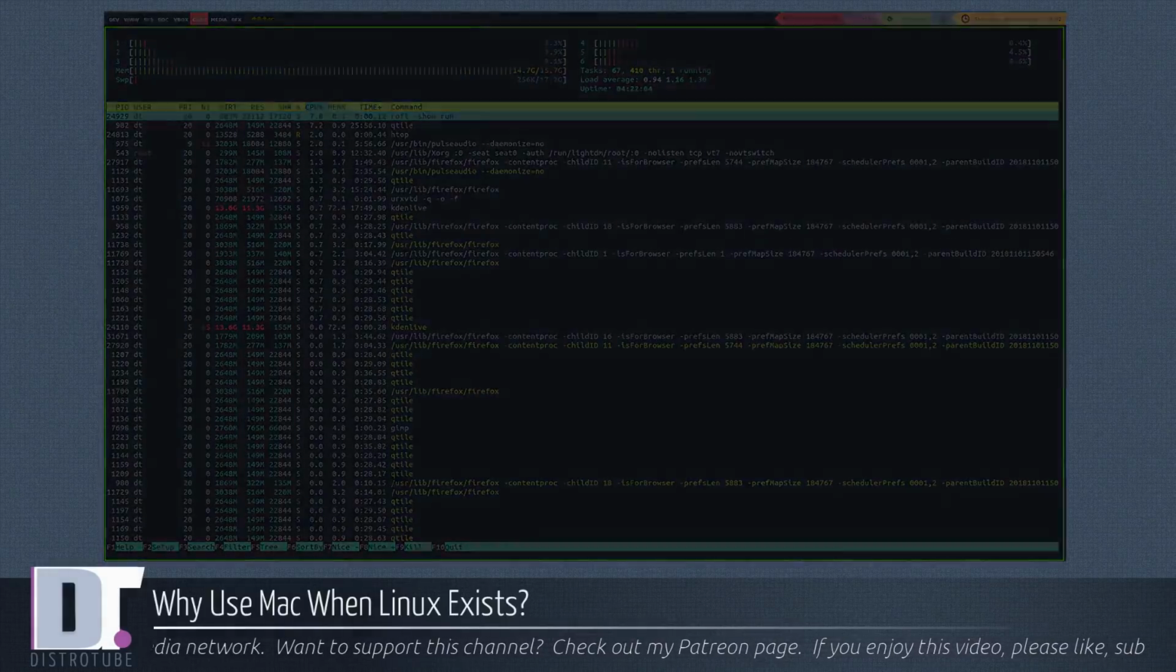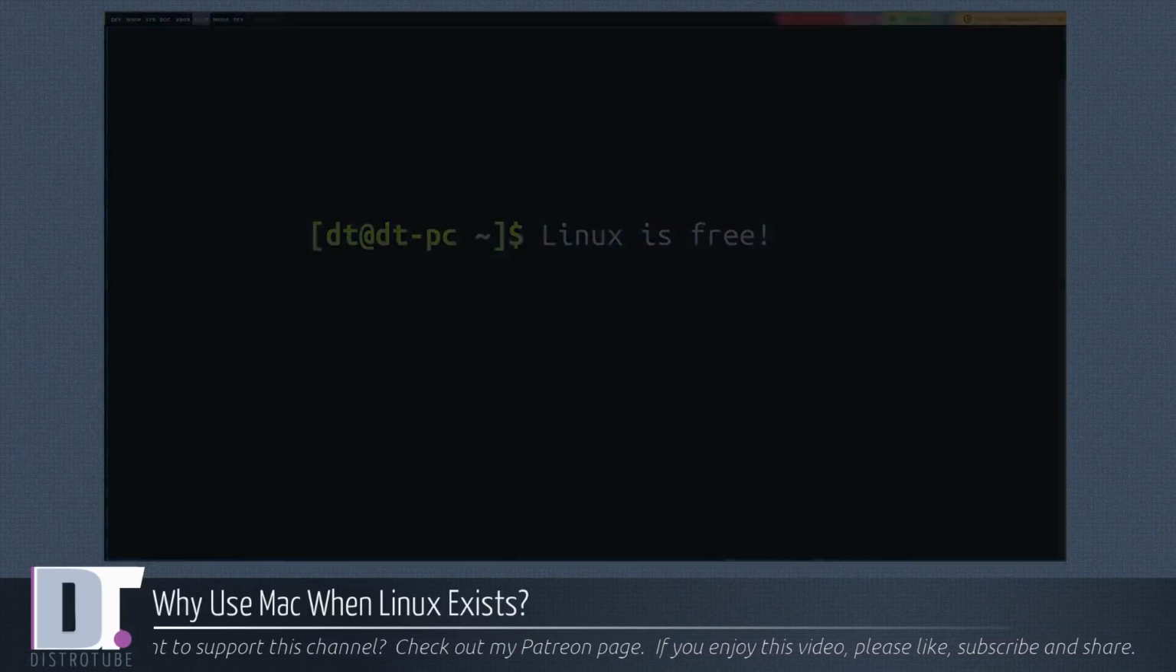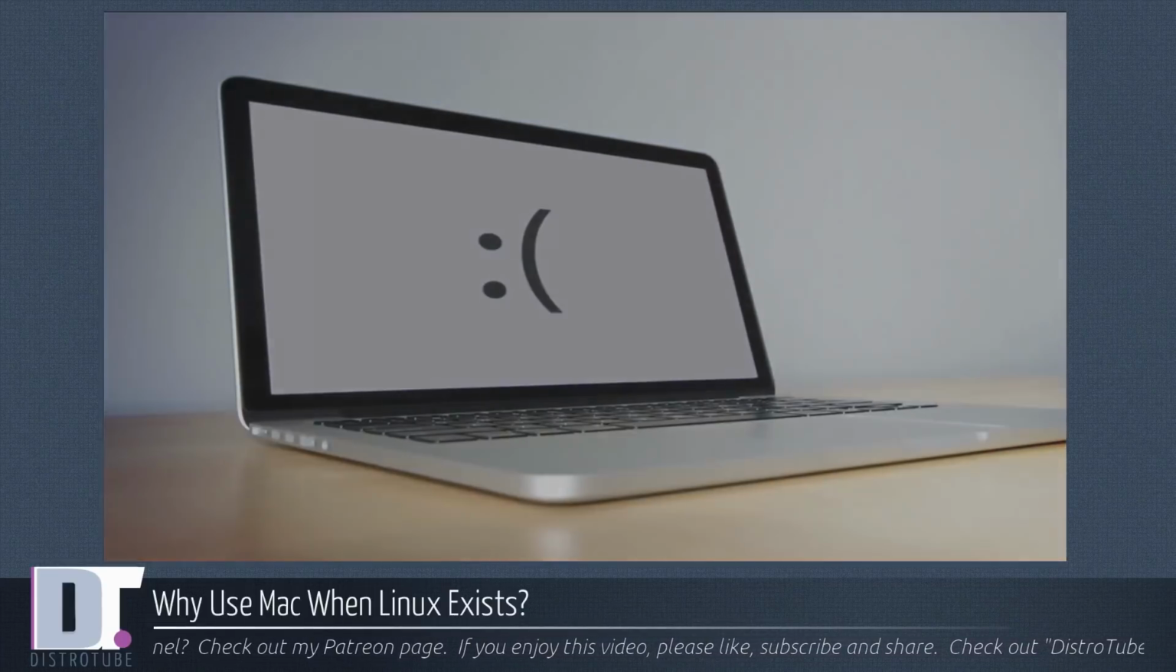Linux is free. Free has two different meanings here, free as in cost, and free as in freedom. macOS is designed to run on overpriced Mac hardware. Linux, though, is free in cost and can run on anything ranging from that 15-year-old laptop you have sitting in the closet to the latest and greatest supercomputers.